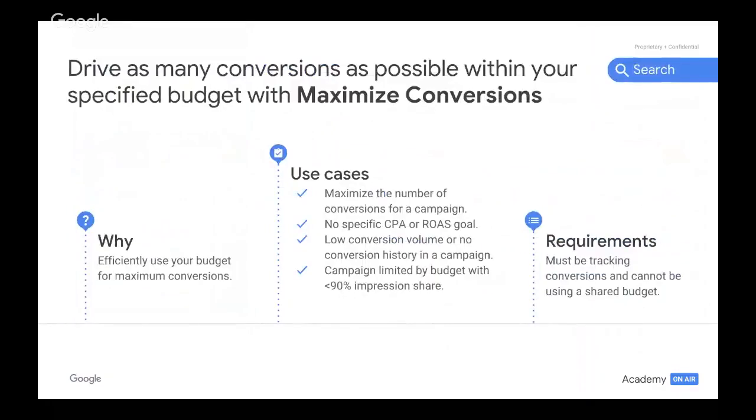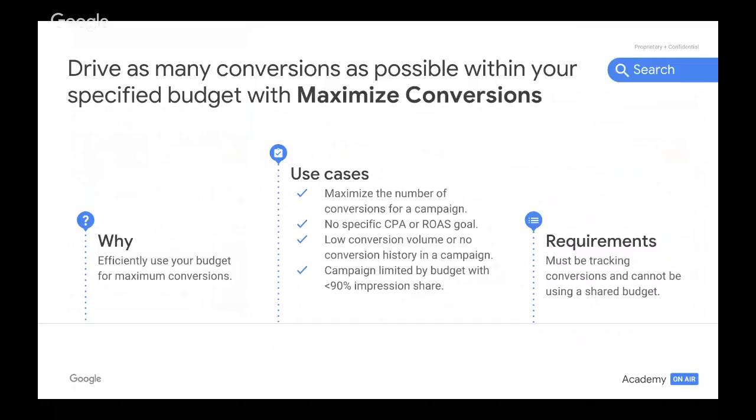But looking at maximize conversions for a moment. Maximize conversions does exactly as it says. It essentially looks to drive as many conversions as possible within a specified budget. And the great thing with maximize conversions and with target CPA, as Dave mentioned earlier, is that we don't have any threshold needed in terms of conversion data. So you can start from 0 conversions at a campaign level with maximize conversions, no problem. It's available to use straight away.